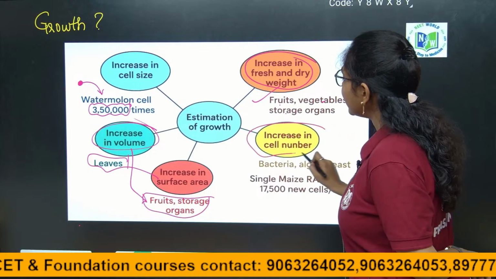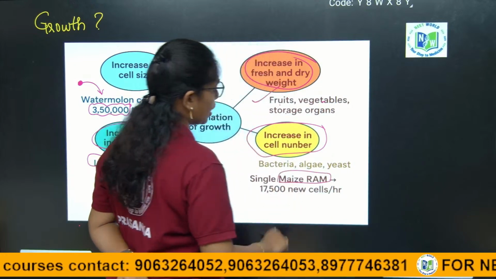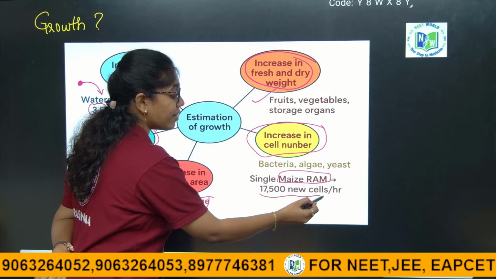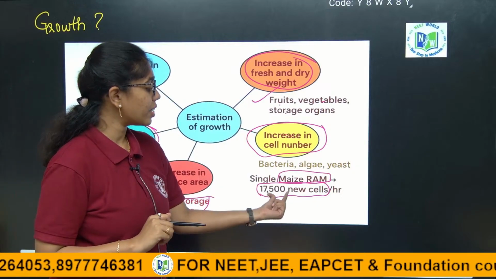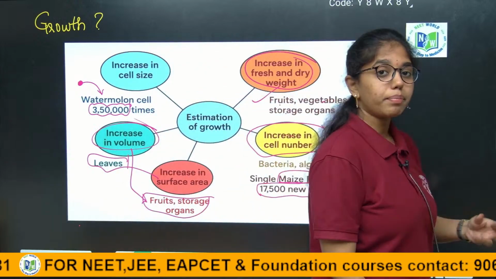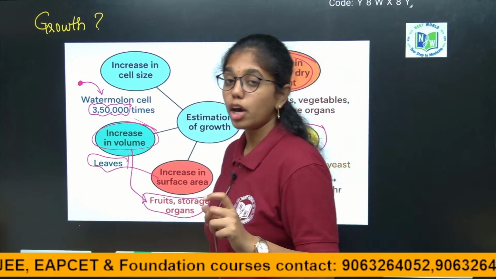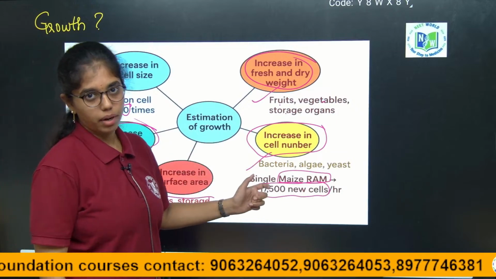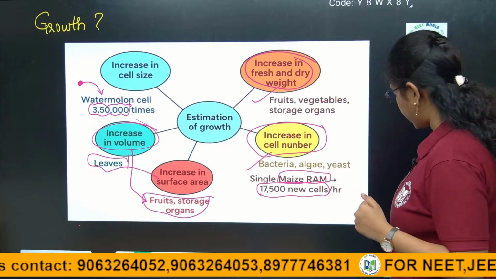And increase in cell number: if you consider the root apical meristem of a maize cell, 17,500 new cells are formed every hour. And in a bacterial culture, it might be algae or yeast, they also show their growth in the parameter of increase in cell number. Okay, these are different parameters where we can measure or estimate growth.